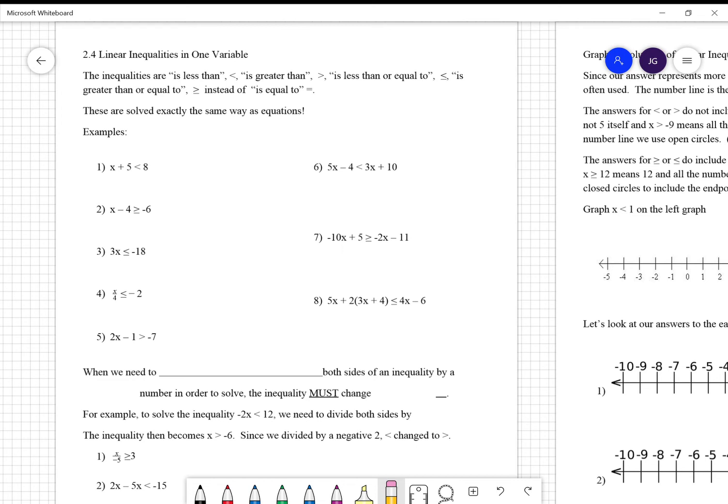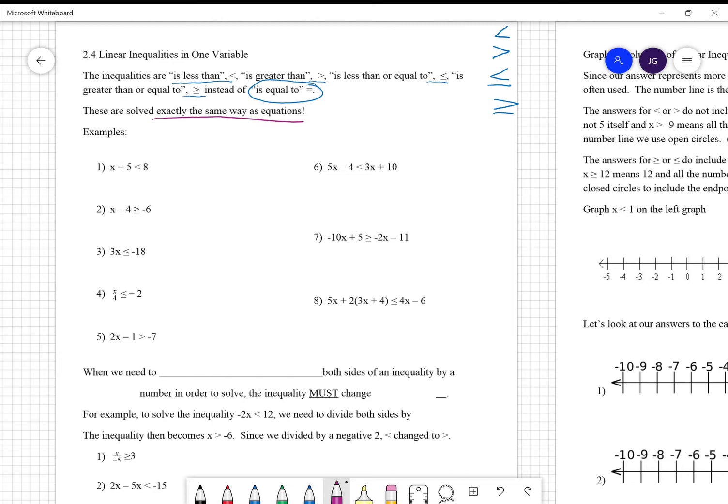Okay, in this lesson we are looking at how to solve linear inequalities in one variable. Instead of having is equal to, we are going to have is less than, is greater than, is less than or equal to, is greater than or equal to. Those are the inequalities. The really nice thing is that these are solved exactly the same way as equations.